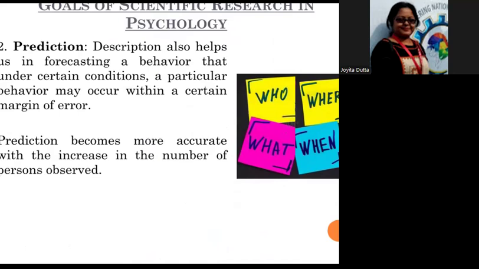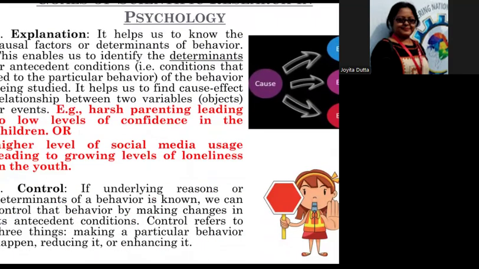So as I was telling you, how would a person behave, so that you have come out of having a description, understanding how the person behaved in the past. So now you're predicting, if this thing happens, then the person would behave in this particular manner. Prediction becomes more accurate with an increase in the number of persons observed.